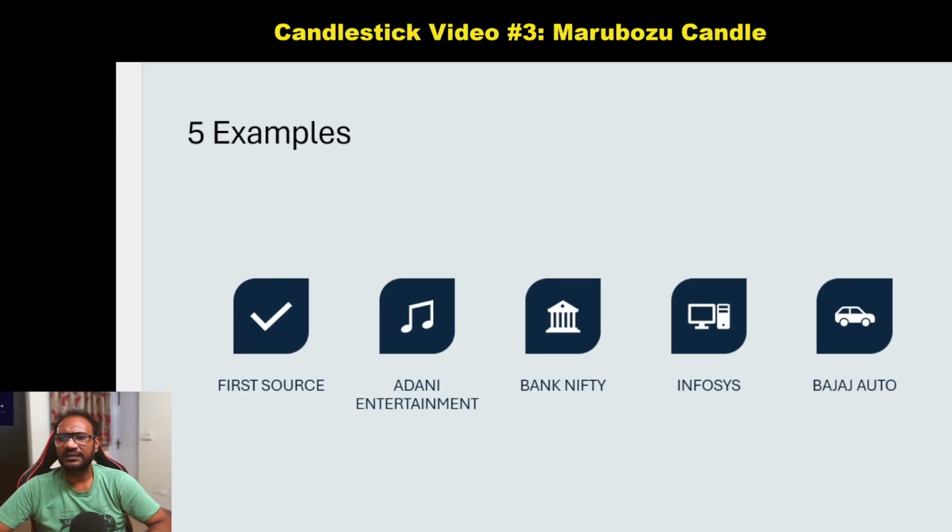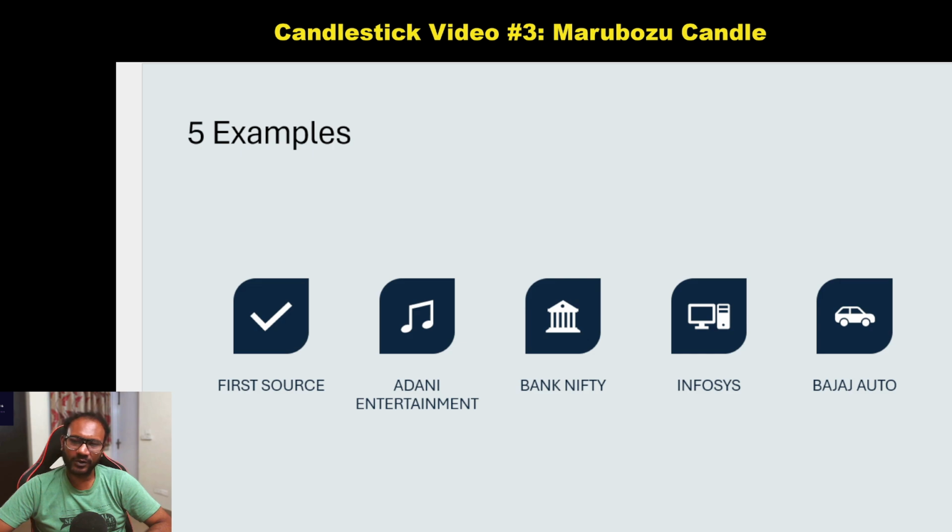And the 5 examples that we are going to see here are these 5 companies: First Source Solutions, Adani Entertainment, Bank Nifty, Infosys, and Bajaj Auto. In each of these, there is a lot to learn, and I am going to walk you through some live charts and explain each of these concepts in detail.